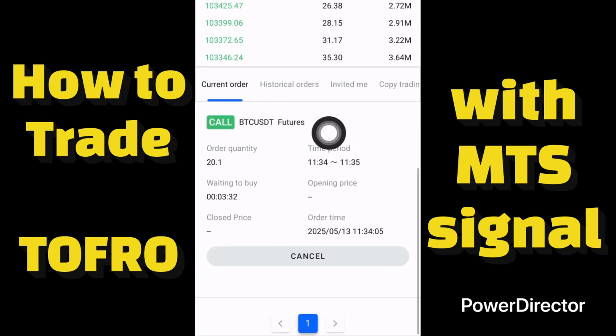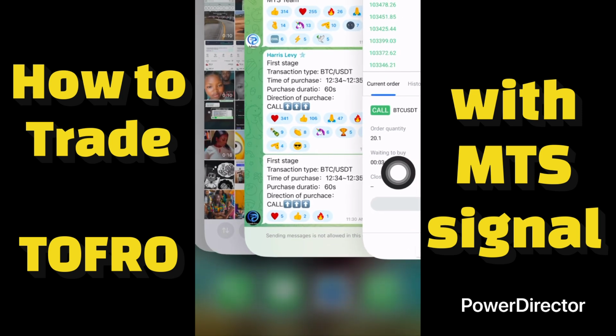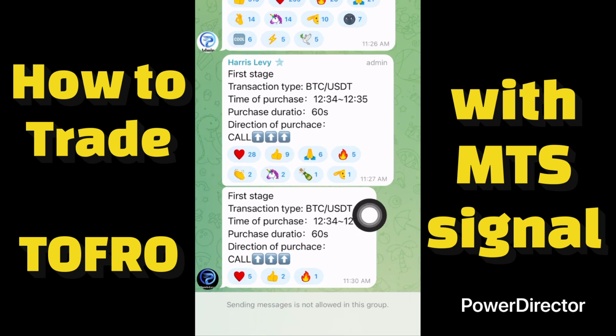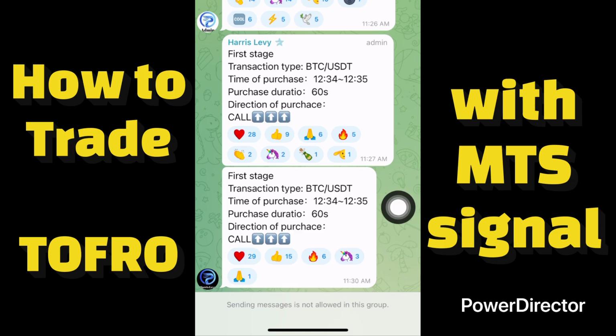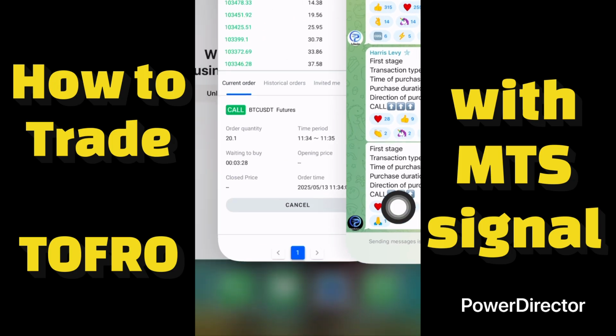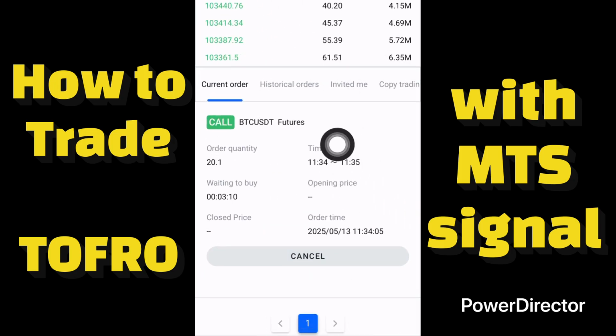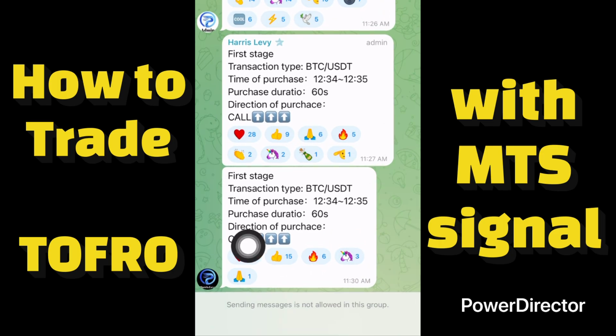So this is the history. Let's cross check and see if everything is correct. This is BTC USDT, and this is 12:34:35, but in Ghana it's 11:34:35. Let me check. Yes, I chose the correct time, 11:34:35, and I chose the call, because this is the signal we need to follow.